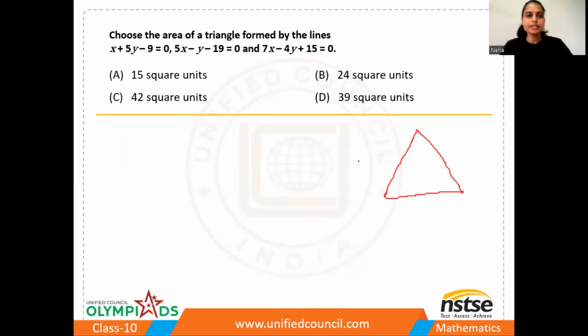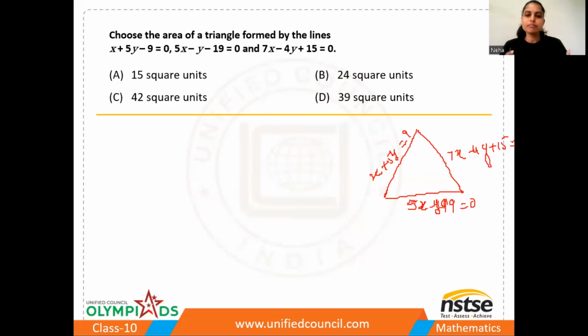Okay, and the first line is x plus 5y is equal to 9. I can write it as x plus 5y minus 9 is equal to 0, and this is 7x minus 4y plus 15 is equal to 0. Okay. All right. So, my dear students, in this question, basically we have the equation of three lines, right? But we cannot find out the area with the equation of three lines.